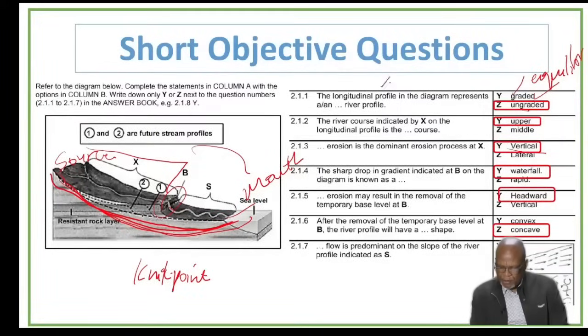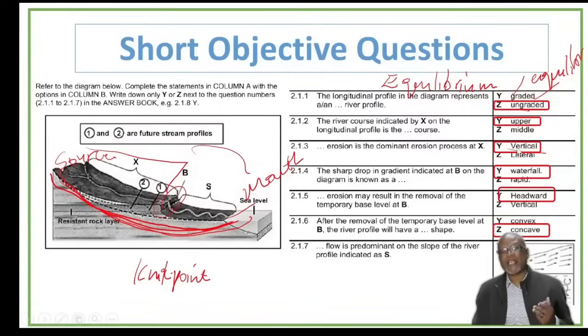Let me write it here. Equilibrium. What do you mean when you say it's going to be in a state of equilibrium? It means there's going to be a balance between erosion and deposition. Right now, in this stage, the question said the dominant erosion. So it means there is a dominant erosion in this. So the dominant process in this river is erosion.